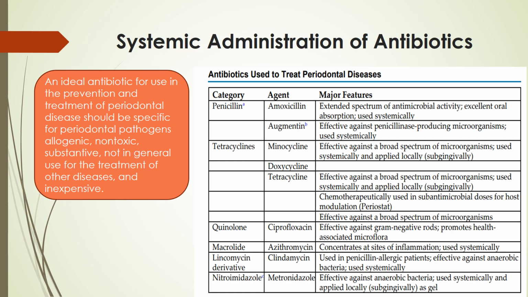Although this appears simple, the difficulty lies primarily in identifying the specific etiological microorganisms. These should be identified based on an antibiotic sensitivity test. These are some of the antibiotics used to treat periodontal diseases. There is penicillin, under that amoxicillin, with an extended spectrum of antimicrobial activity and excellent oral absorption, used systemically. Then Augmentin, effective against penicillinase-producing microorganisms, used systemically.